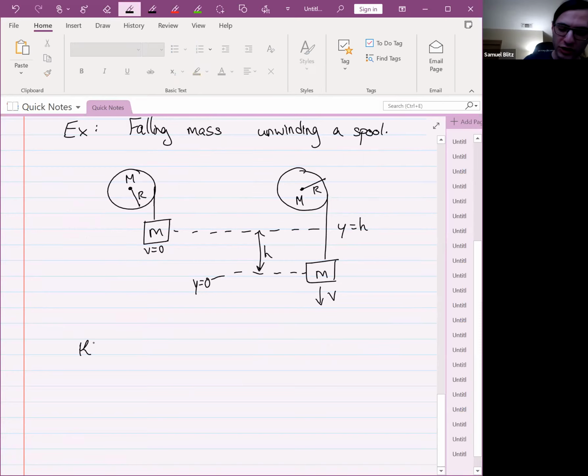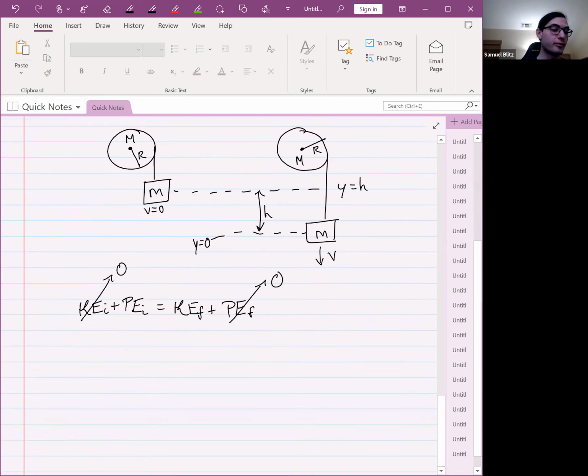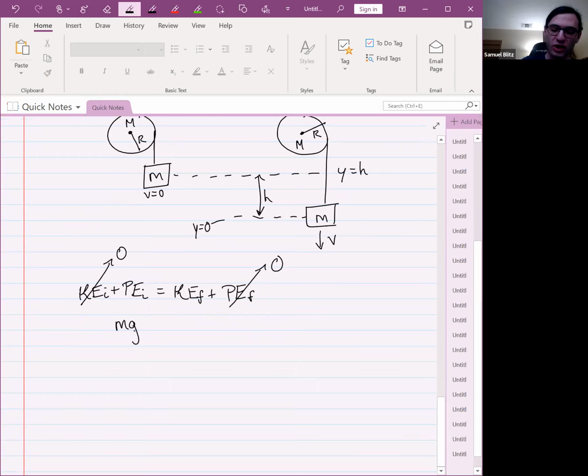So again, we have initial kinetic energy plus initial potential energy equals final kinetic energy plus final potential energy. Again, we're going to assume that the final potential energy is 0, the initial kinetic energy is 0, as per the setup that we have here. We have mgh on the left, that's the initial potential energy. And then for the kinetic energy, we have a block that's just moving downwards. It has kinetic energy 1/2 mv squared. And then we have the kinetic energy of the spool itself. This would be 1/2 I of the spool omega squared.